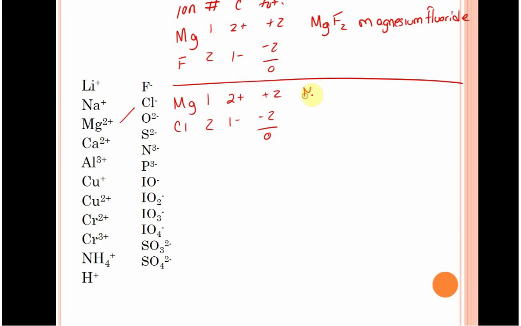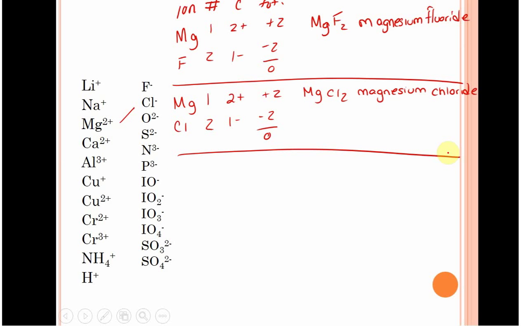So our formula here is Mg1Cl2 for magnesium. Chlorine becomes chloride. Now, magnesium with oxygen, Mg and O. This is 2 plus because it's in group 2.